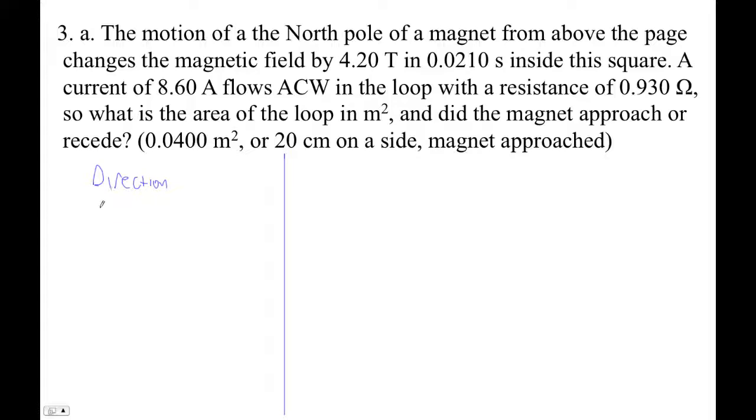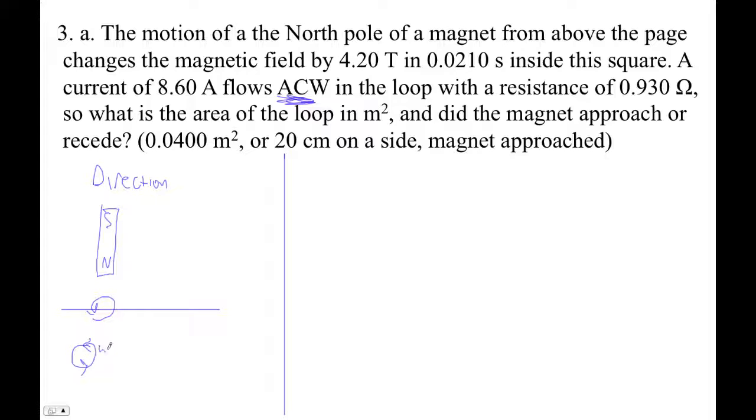Okay, so it's a North Pole magnet facing down, right? So here's the north, here's the south, right? And the current flows anti-clockwise. So anti-clockwise, here's this piece of paper, right? Anti-clockwise is like this, okay? So if you look at a loop and it's going anti-clockwise, it means it's going this direction, right?